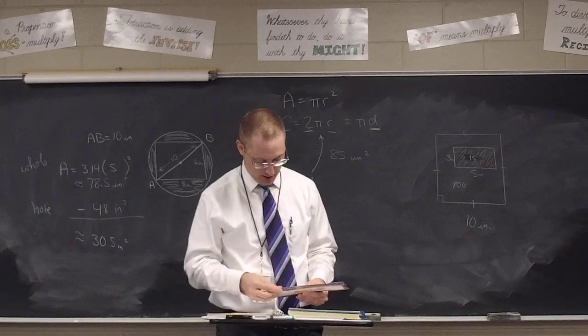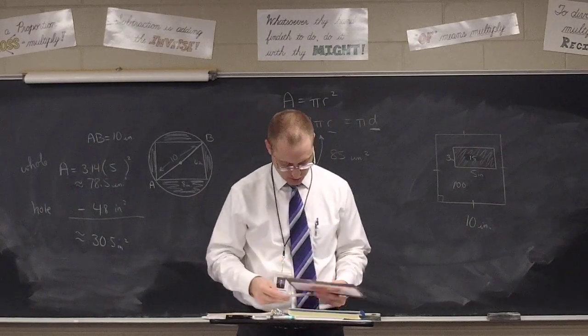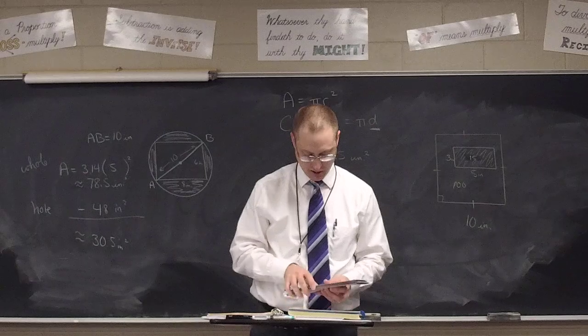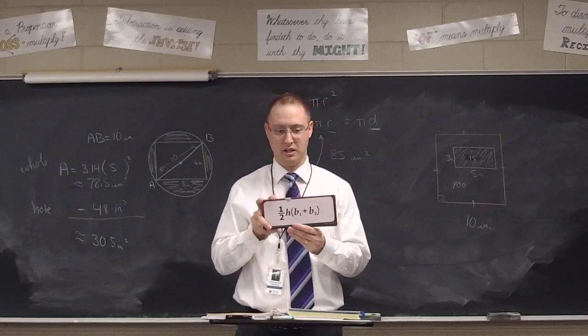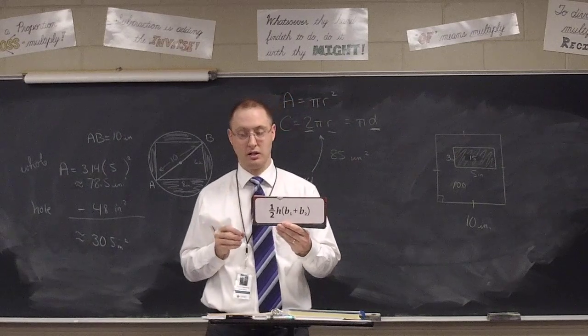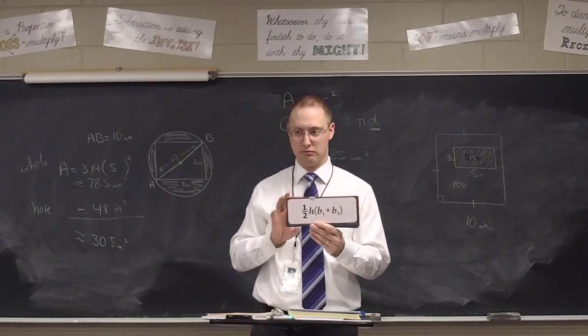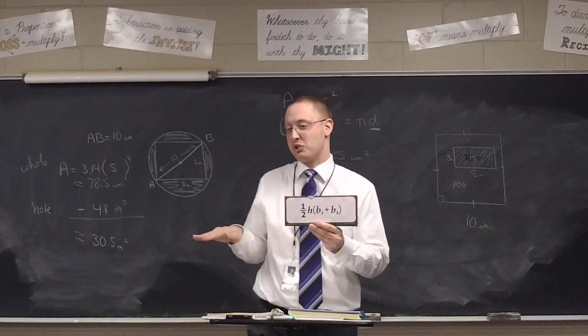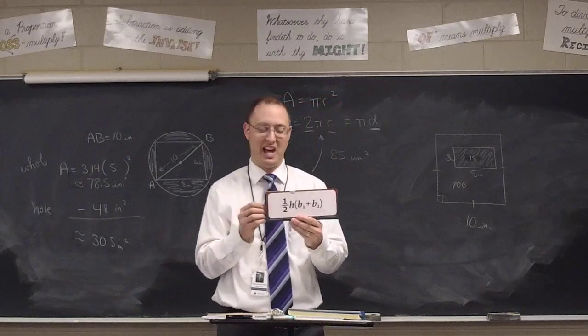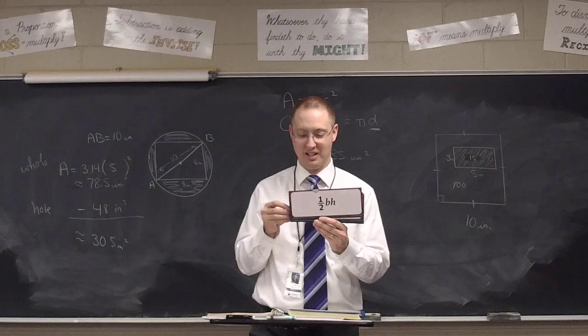Let's see, we're going to skip that one. Okay, here we go. Surface area of a trapezoid. Not surface area. Volume of a trapezoid. Area of a trapezoid. Remember, a trapezoid is a plane figure. There is no surface area to it, it's just a single surface. It's just area of a trapezoid.